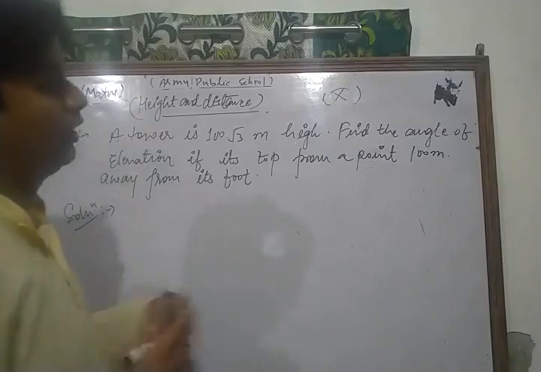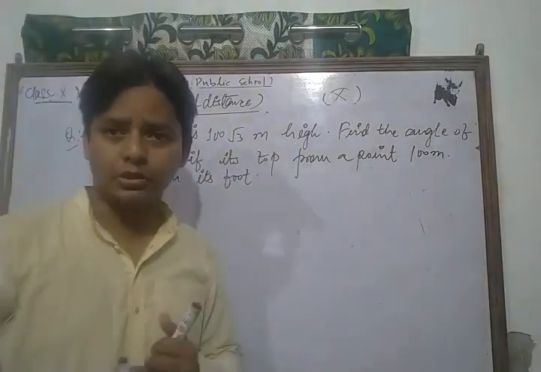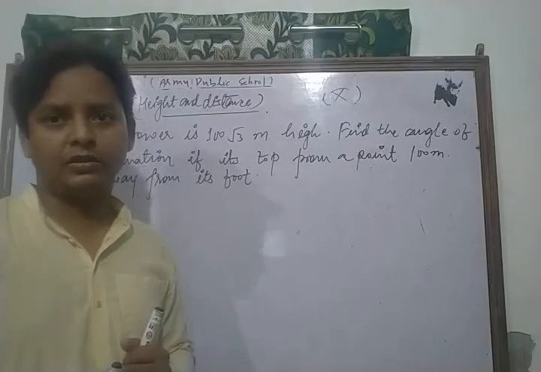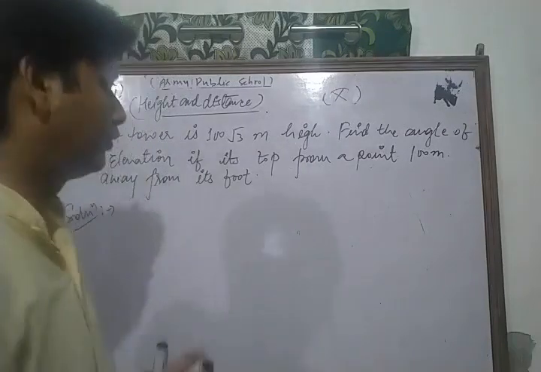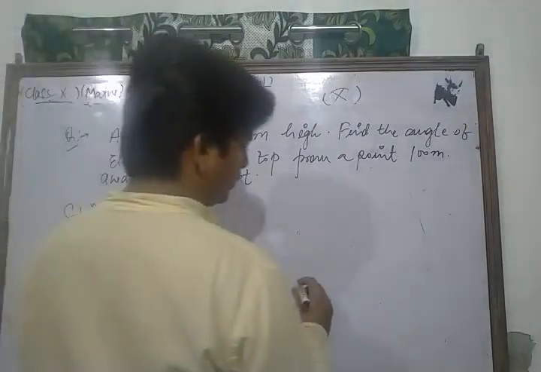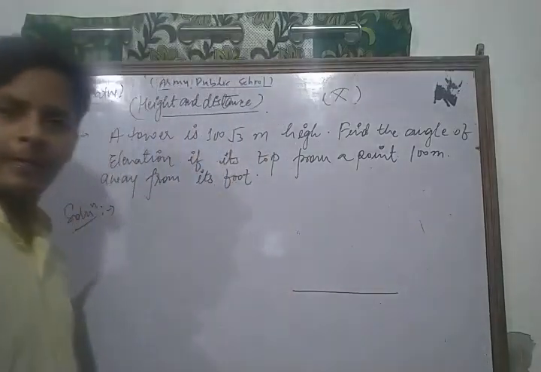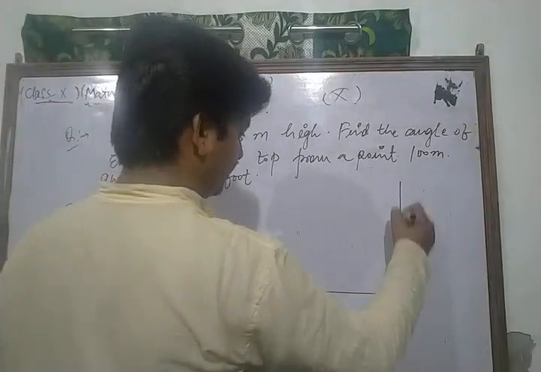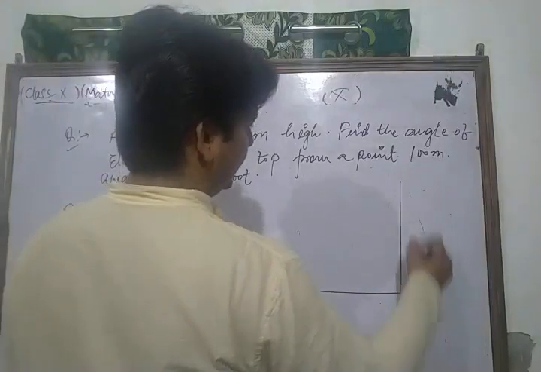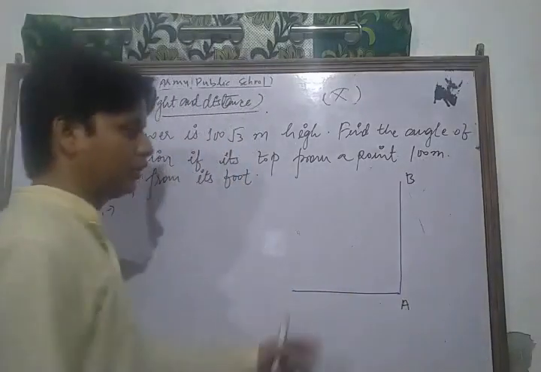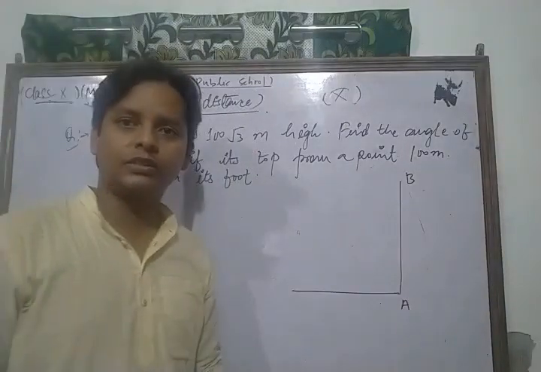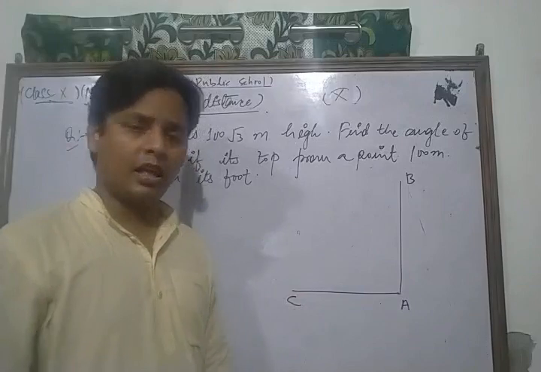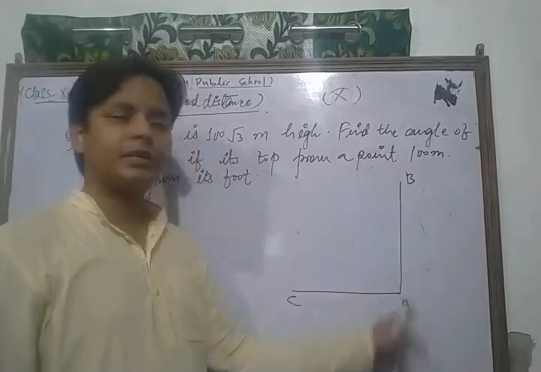Dear students, first of all, according to that statement, we form the figure. In that type of question, first of all we draw a horizontal surface. Let us take AB to be the tower, because the tower stands on the surface of the earth. So let AC be the surface, and this is AB, the height of the tower.